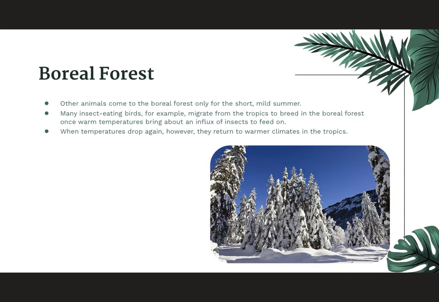So other animals only come to the boreal forest for their short, mild summer. Many insect-eating birds, for example, migrate from the tropics to breed in the boreal forest once warm temperatures bring an influx of insects to feed on. When the temperatures drop again, however, they return to their warmer climates in the tropics. So here's another example of migration.